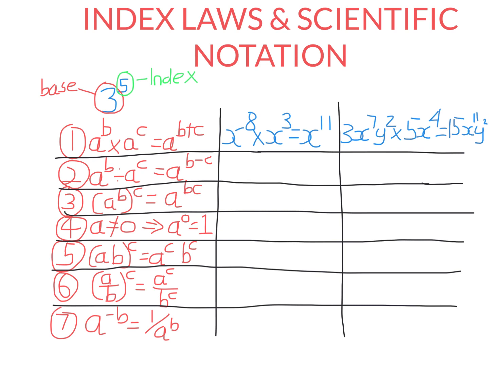All right, the second index law says when you divide bases, keep the same base and subtract the powers. So if you have something like y to the power of 8 divided by y, remember that y and y to the power of 1 are the same thing. So we would keep the same base and subtract the powers. 8 minus 1 is 7.